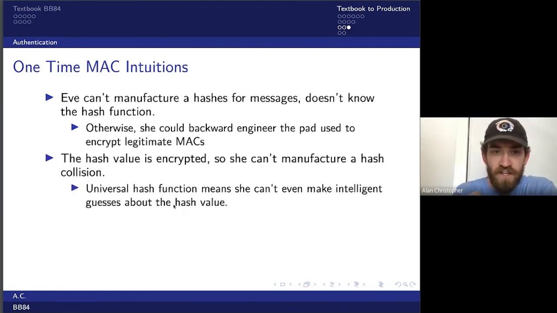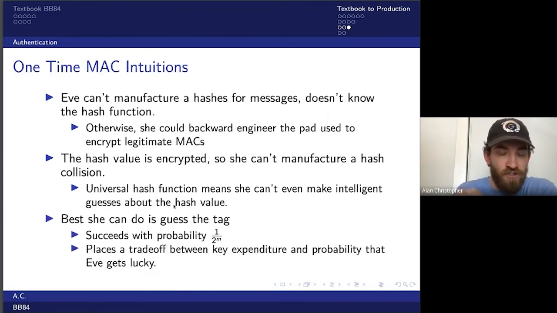And moreover, because the hash value is encrypted and perfectly encrypted, she can't really hope to manufacture a hash collision. And that leaves her with really one out, and that is she can guess. She can say, you have M bits, well, I'm just going to choose M random bits. I'm going to tag my message with that, and I'm going to hope that Alice likes it, or Bob likes it, whoever is doing the verification. And trivial counting arguments tell us that's got a 1/2 to the M chance of success.